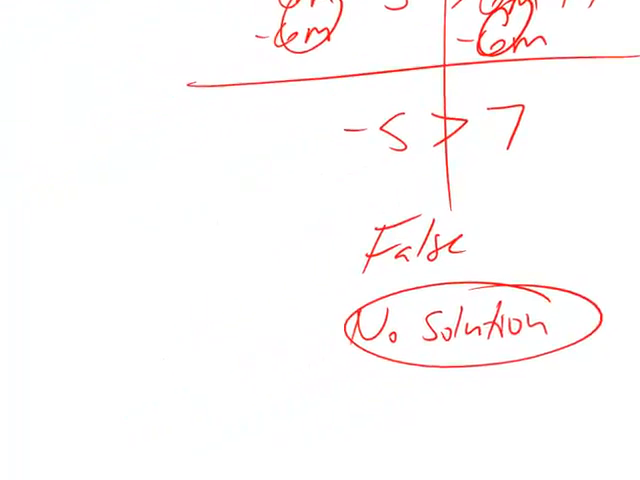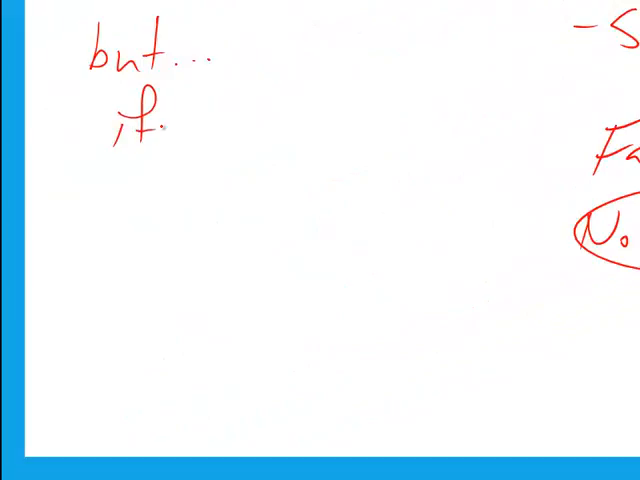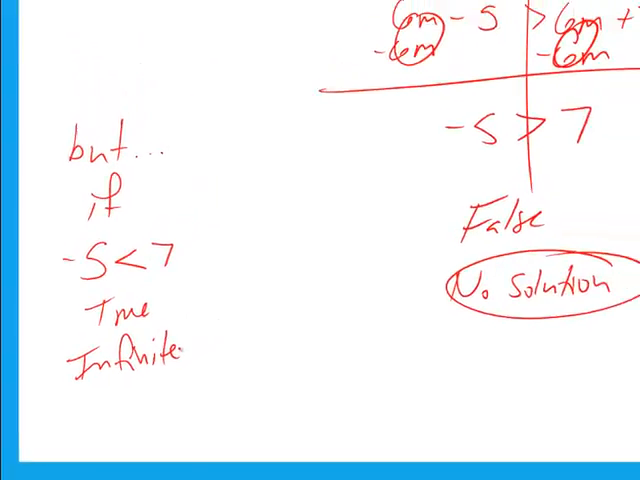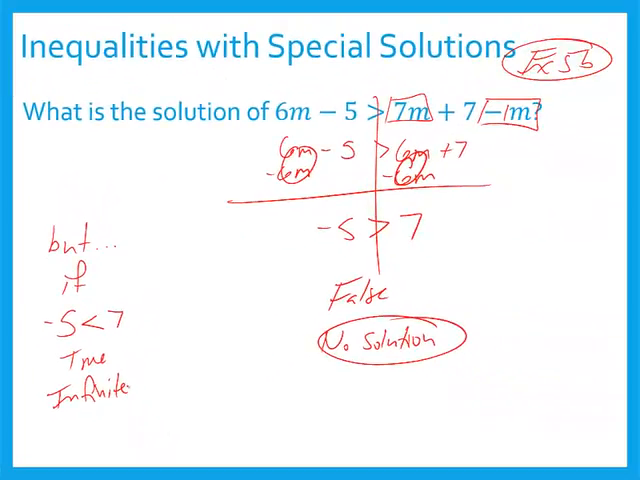But if negative 5 was less than 7, if that was the inequality, that's true, meaning you would have infinite solutions. Okay, I just put that there to reiterate that we need to focus on the inequality. Negative 5 is less than 7, which is true, so you would have infinite solutions if that was the case. But since we don't, I'll go ahead and erase that so you don't get confused. All right, so there we go, no solution for this example 5b.